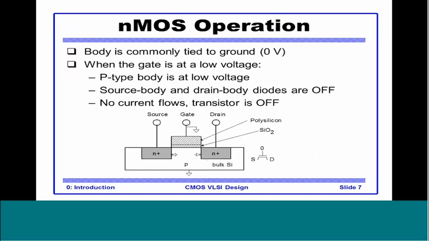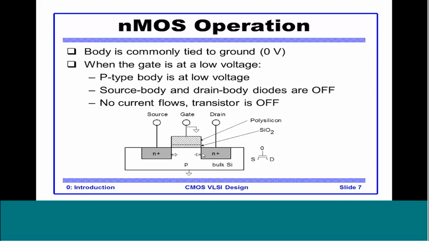However, there is a very weak channel between the 2 N plus regions, that is between source and drain, which can lead to a very small leakage current. This leakage current used to be almost negligible in older technologies. By technology I mean the width of this channel. The width of this channel is decreasing year by year, so this is now into the nanometer range.